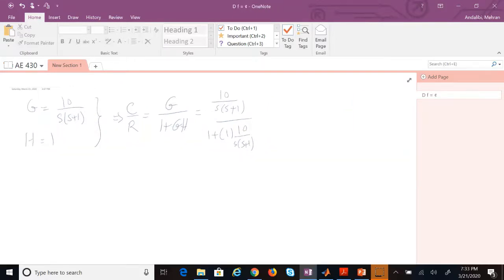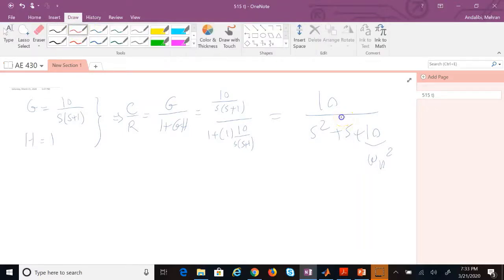And if I make this smaller for you and simplify it, it's going to be 10 over s squared plus s plus 10. Okay, so this is the closed loop transfer function, right? And this is in the standard form. This term here is omega n squared, if you remember, and this term here, this 1 that is missing, is 2 zeta omega n, if you remember them.